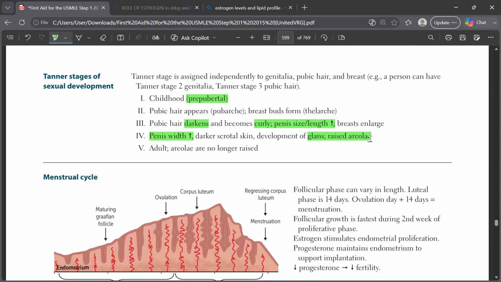In the newer versions of First Aid, I'm going to get the newer versions PDF for the next videos. In the newer versions, the fourth stage is written to be mound on mound for the breast development, and that's particularly high yield. Next, we have in the adult, Tanner stage 5, the areola are no longer raised.